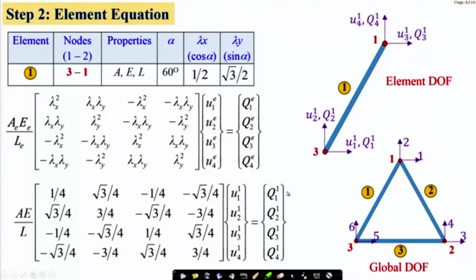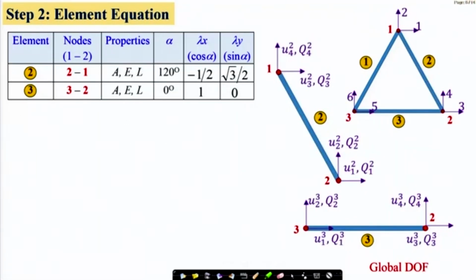Okay, now in this equation, if we just divide it like this, then this block gives you the interaction between node number 3 and node number 3. This gives you the interaction between node number 1 and 3. This block gives you the interaction between node number 3 and 1. This gives you the interaction between node number 1 and 1. Okay, now this was for element number 1.